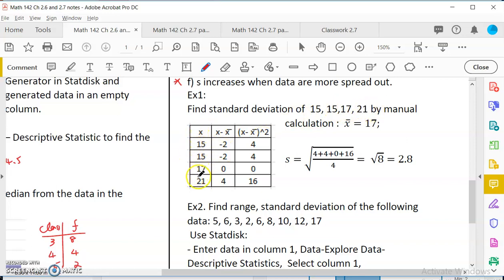We move them here and then we add them together so we can find the mean. The mean is 15 plus 15 plus 17 plus 21. So if I use my scientific calculator, plus 15 plus 21, and I divide it by 4, it's 17, right?